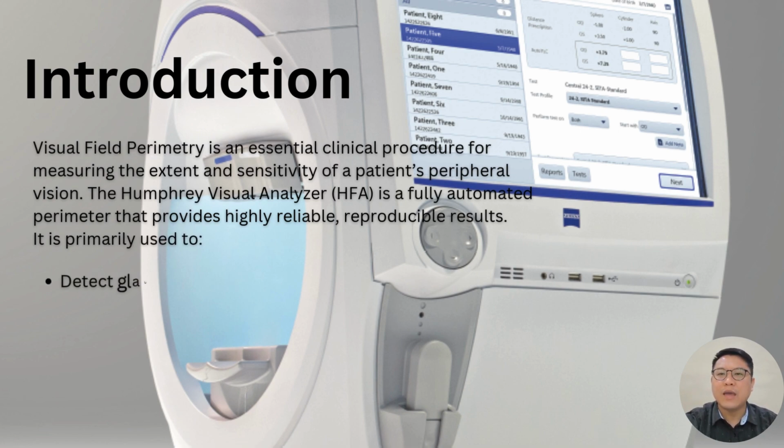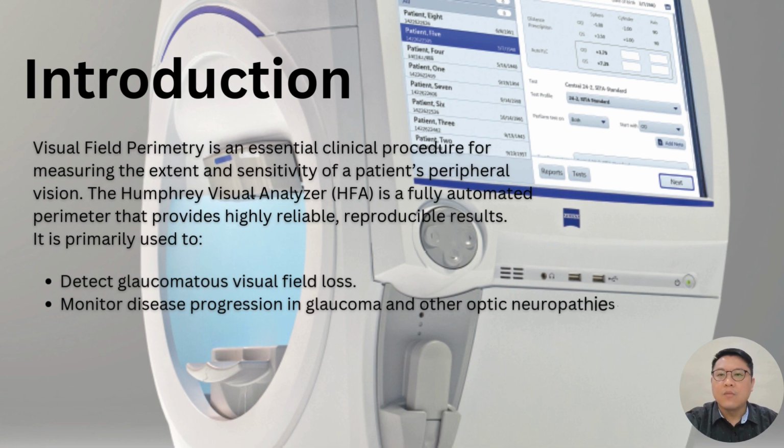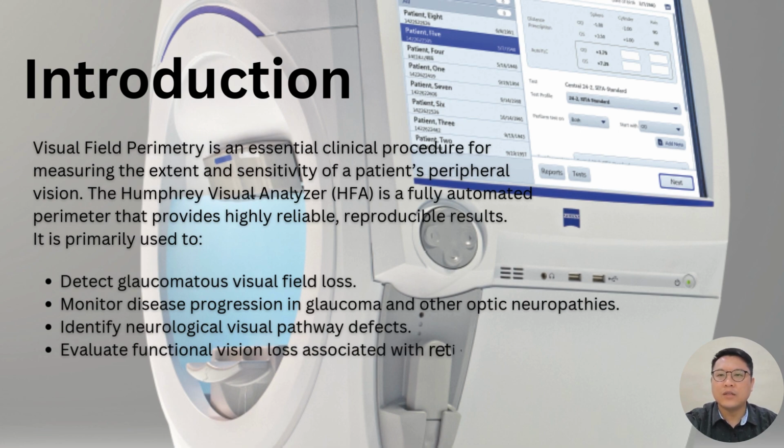The HFA is mainly used to detect glaucomatous visual field loss, monitor disease progression in glaucoma and other optic nerve disorders, identify neurological visual pathway defects, and assess vision loss caused by retinal or neuro-ophthalmic conditions. By providing accurate and repeatable measurement, the HFA plays a vital role in early detection, diagnosis, and ongoing management of various eye and neurological diseases.